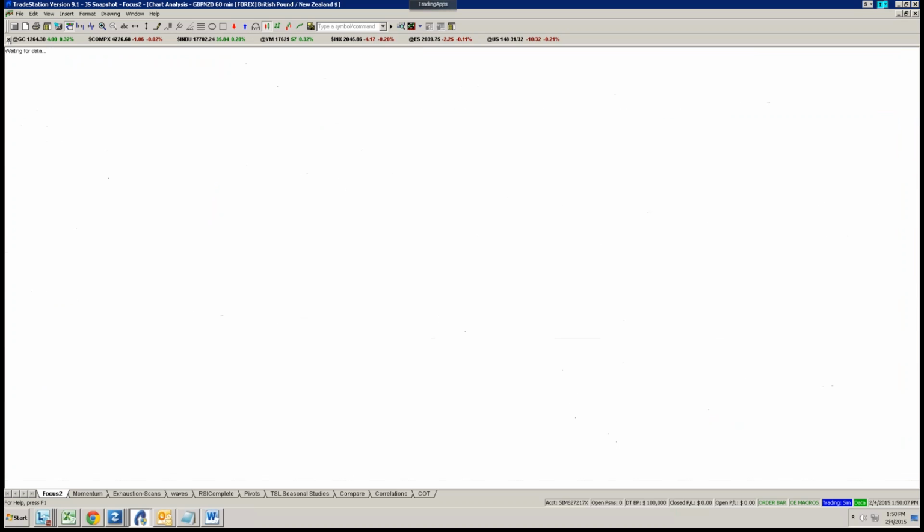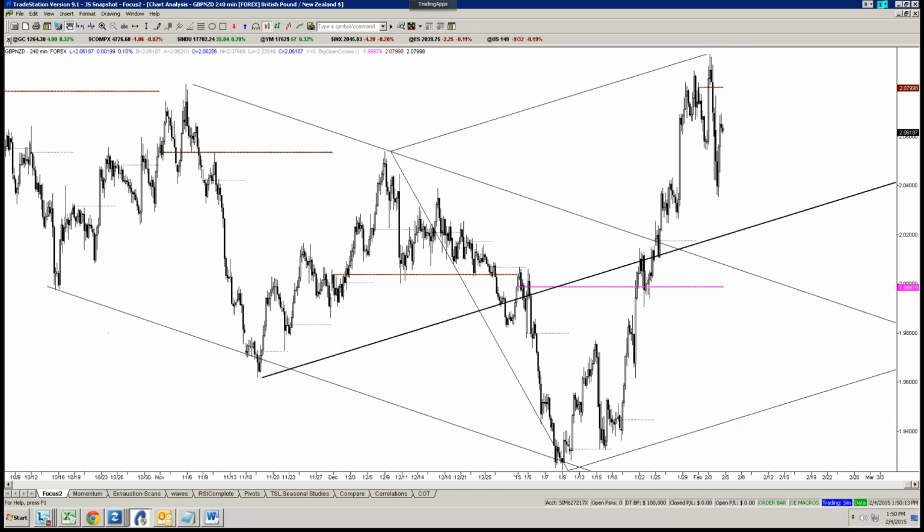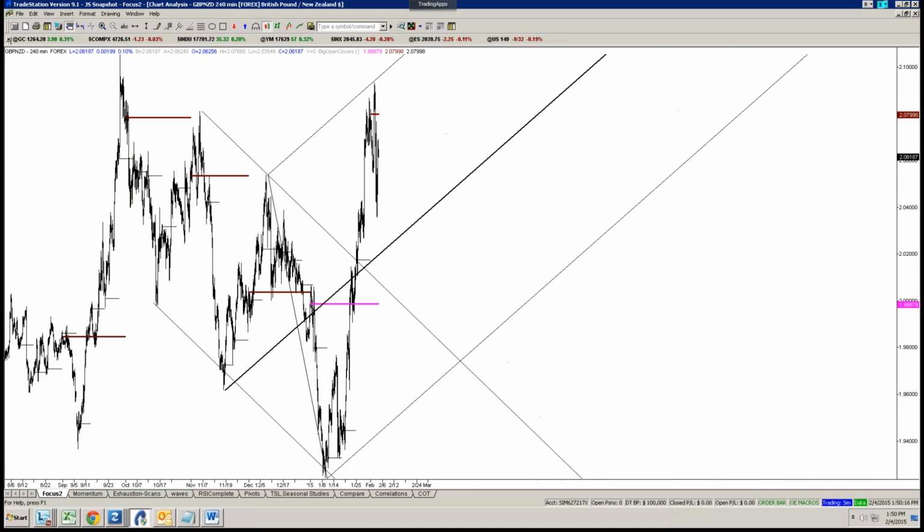But because you asked so nicely, we will look at pound Kiwi. So, interestingly, I already have this drawn.